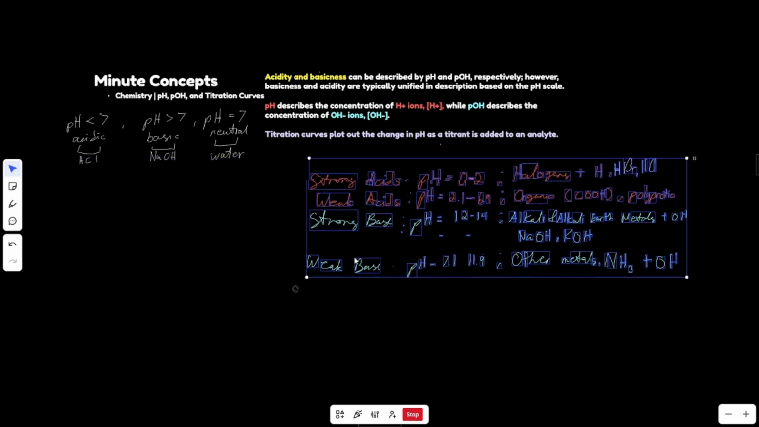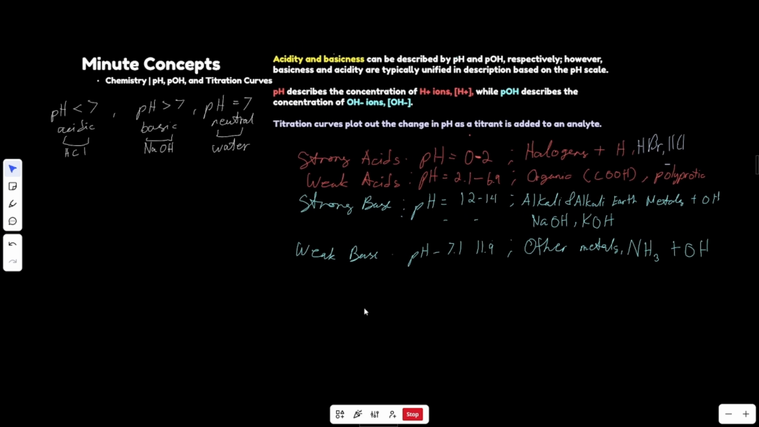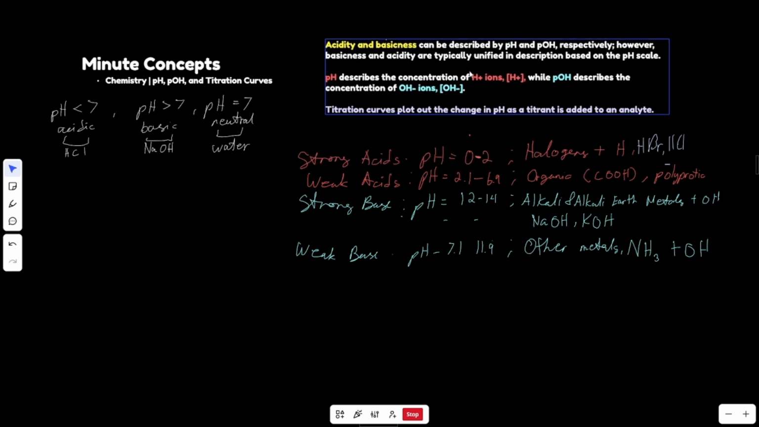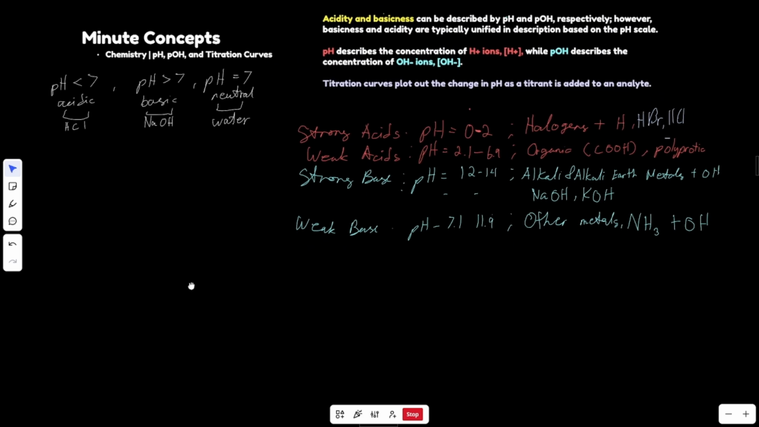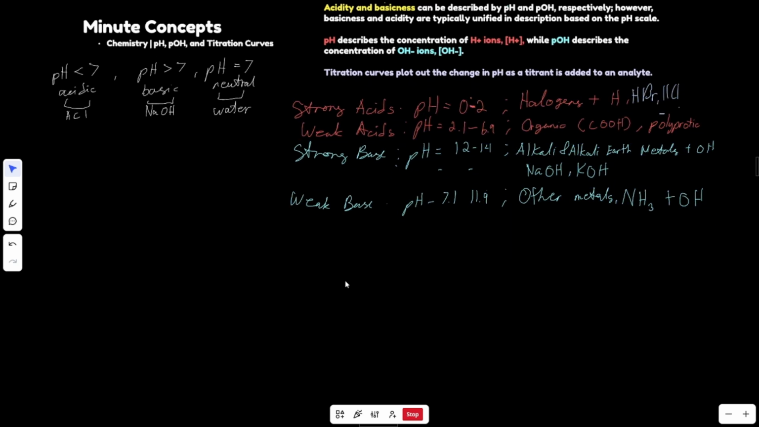They might tell you that it's a weak acid or a weak base, or a strong acid and a strong base. Well, it helps to know the difference. Alright, so now let's get to the solving. Right? So solving for pH.